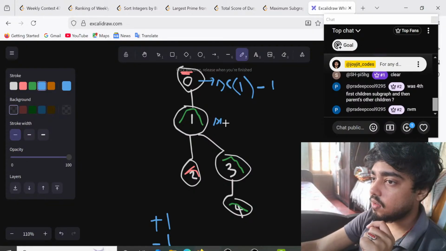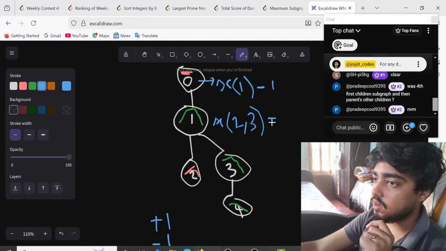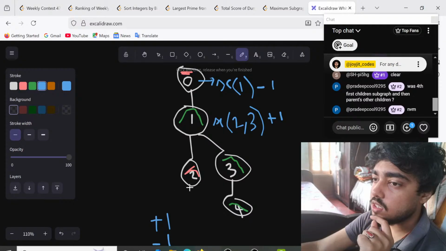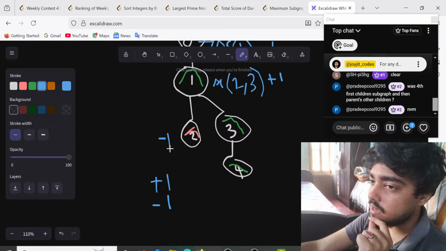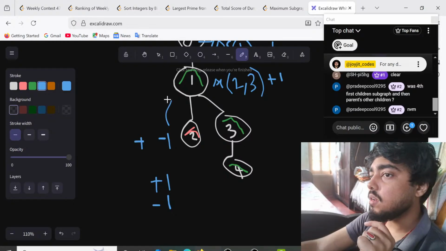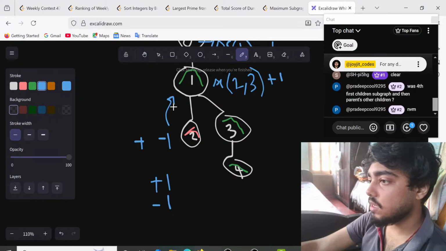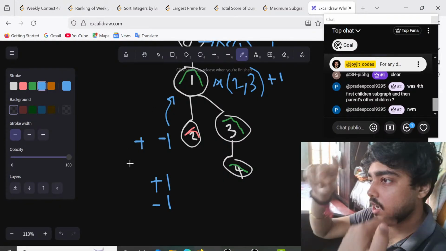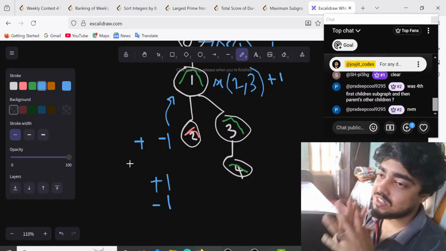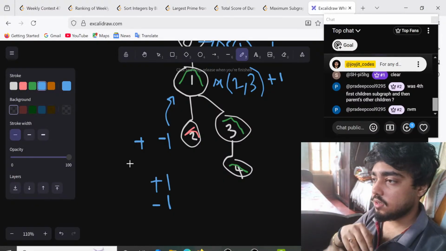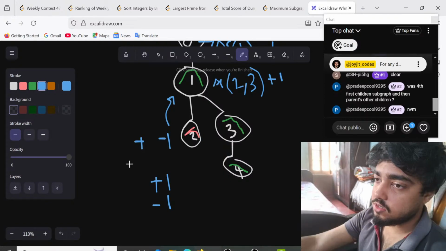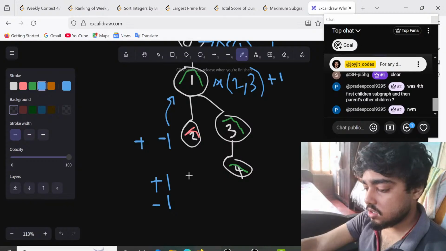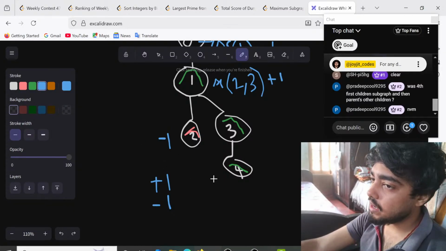So the score of 2 and 3, the maximum of them, plus 1. What is the score of 2? The score of 2 is nothing but minus 1 plus the score of 1, but the one on top of it. But you haven't calculated 1 on top of it. It's a circular dependency, right? So first of all, let's not think about getting the score. Let's think that we can only go downwards, not upwards. Later on we'll go upwards. So for now, we can say the score of 2 is minus 1.